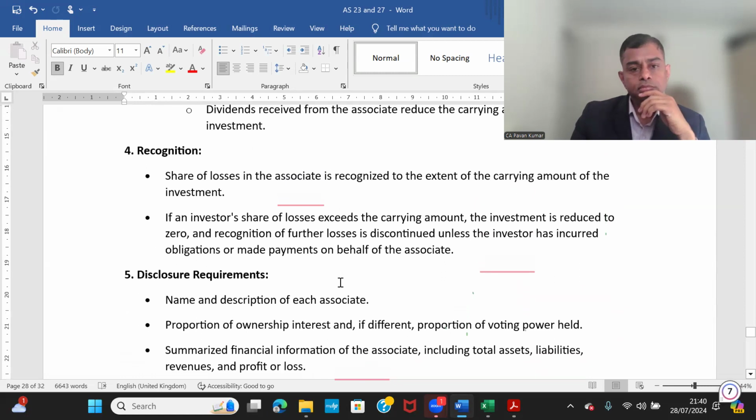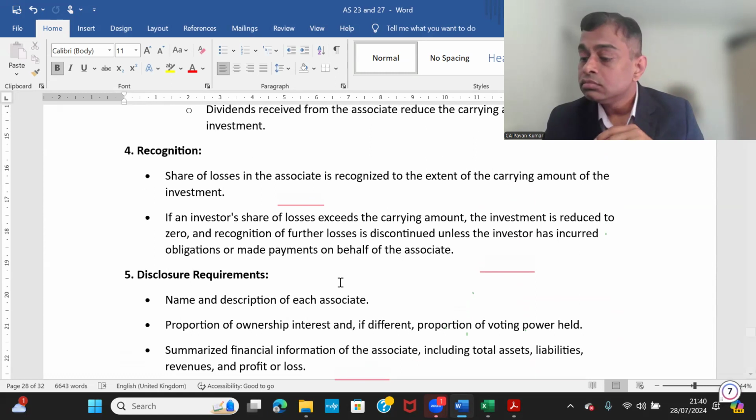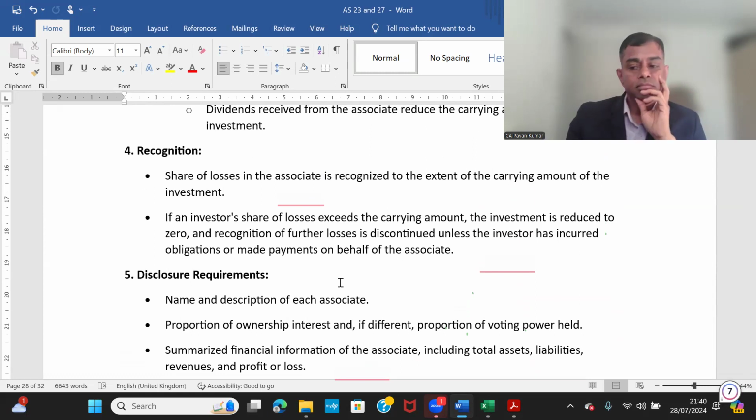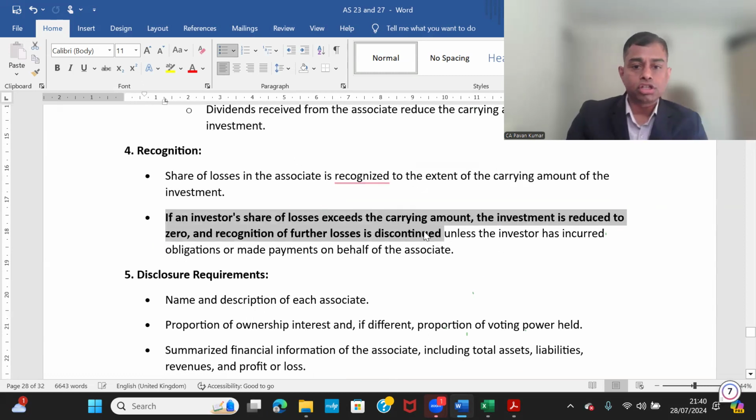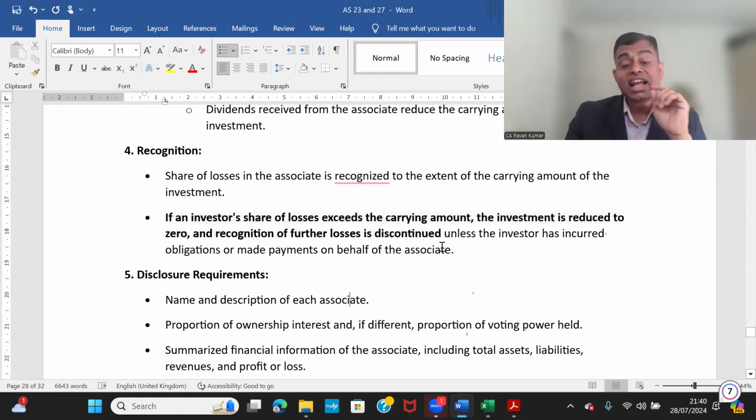Continue. Recognition. Share of losses in the associate is recognized to the extent of the carrying amount of the investment. If an investor's share of losses exceeds the carrying amount, the investment is reduced to zero and recognition of further losses is discontinued unless the investor has incurred obligations or made payments on behalf of the associate. This is important. Write down in your notes.